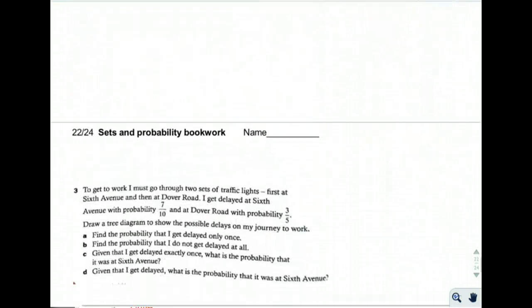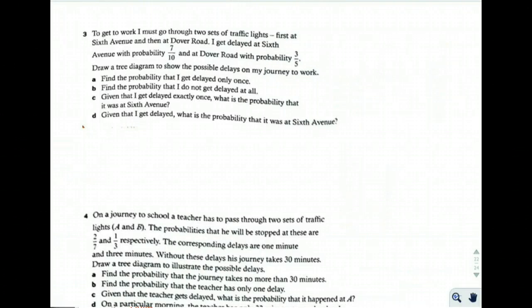Okay, let's go to number 3. To get to work, I must go through 2 sets of traffic lights. At 6th Avenue and then at Dover Road. I got delayed at 6th Avenue with probability 7/10 and at Dover Road with probability 3/10. Okay, so draw a tree diagram to show the possible delays on my way to work.